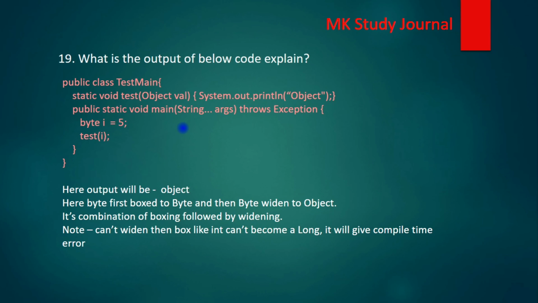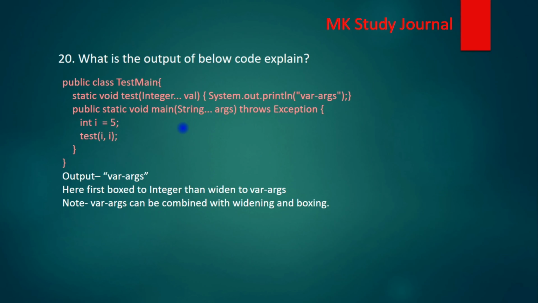What is the output of the below code? In this scenario there is a sequence when the combination of boxing followed by widening happens. Here we have declared byte i = 5. So the byte will first be converted to the Byte wrapper, a Byte object, and then the Byte object will be widened to Object and it will print Object. So the output of this program will be Object. Let's move to the next question.